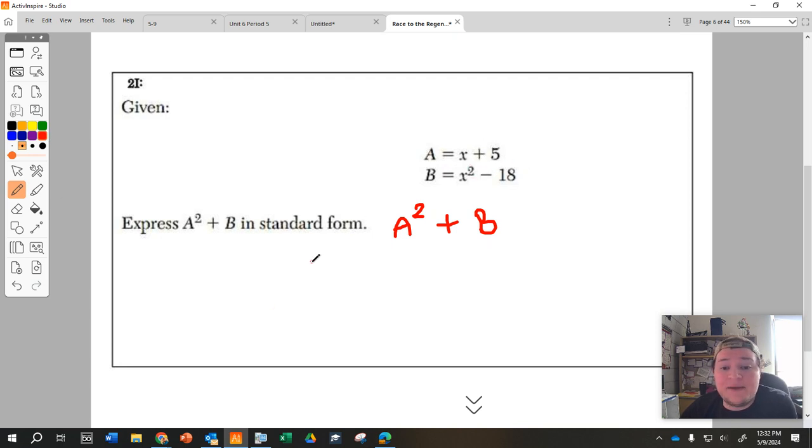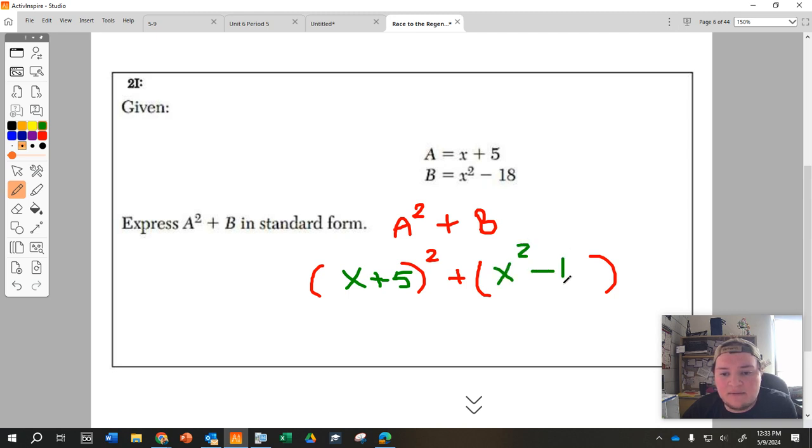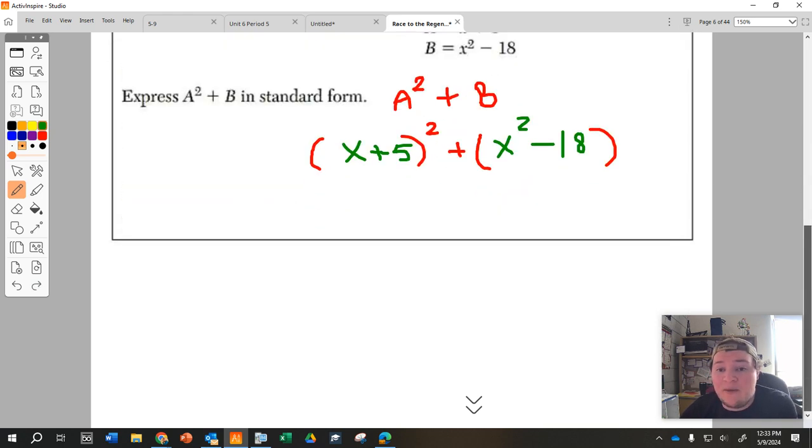So where a used to be, I'm going to put parentheses squared plus, and where b used to be, I'm going to put his real name. So this is like my shell. Okay, a squared plus b. A's real name is x plus 5. And b's real name is x squared minus 18. And that's step one. Plug in the a and the b. Now, math if you can, and we do have some math.